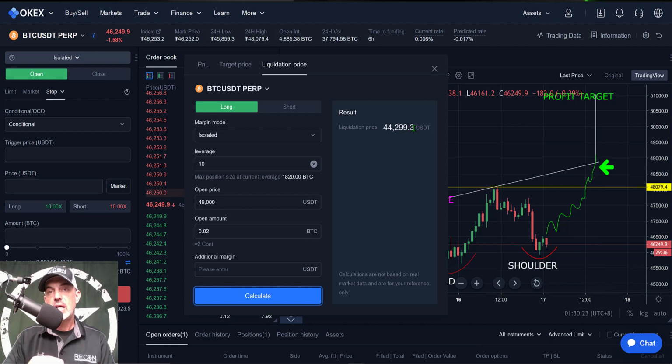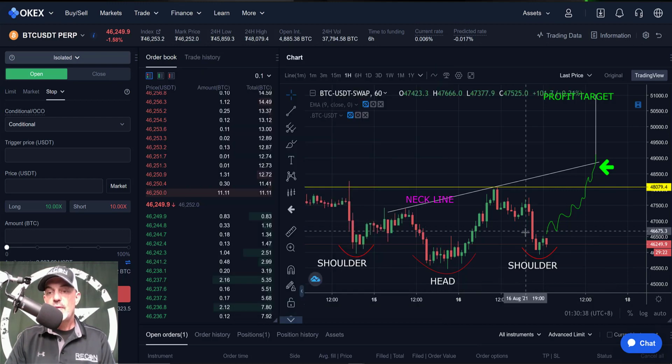Now, I always set a stop loss above my liquidation price. I don't want to get liquidated, and that way I am able to save some of my funds by avoiding getting liquidated. So I know at a minimum I want to be above this 44,299. So if we jump back over to the chart, that 44,299 isn't even really on the chart. It's way off the chart.